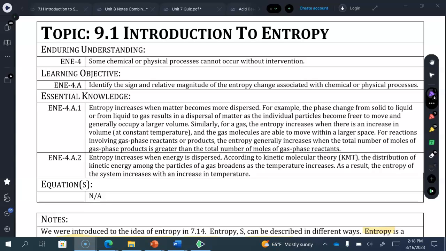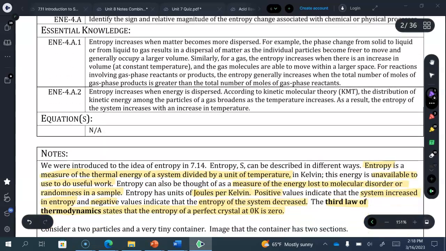Hello everyone, welcome to topic 9.1, Introduction to Entropy. By the end of this, you should be able to identify the sign and relative magnitude of the entropy change associated with a chemical or a physical process.